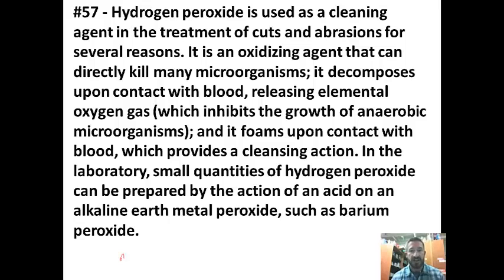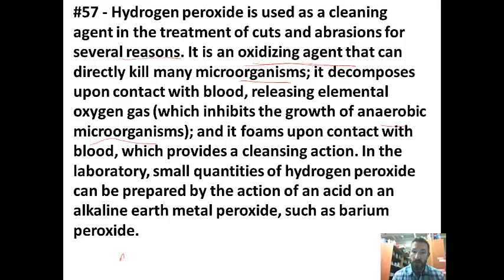Hydrogen peroxide is used as a cleaning agent in treatment for cuts and abrasions for several reasons. One, it's an oxidizing agent. We're going to learn that idea later on. It can directly kill many microorganisms, and it decomposes upon contact with blood. It releases elemental oxygen gas, and oxygen gas inhibits the growth of anaerobic microorganisms. You'll learn that in extreme biology. And it foams upon contact with blood, which provides a cleansing action.